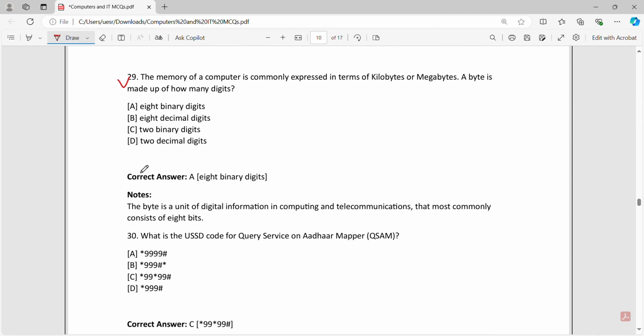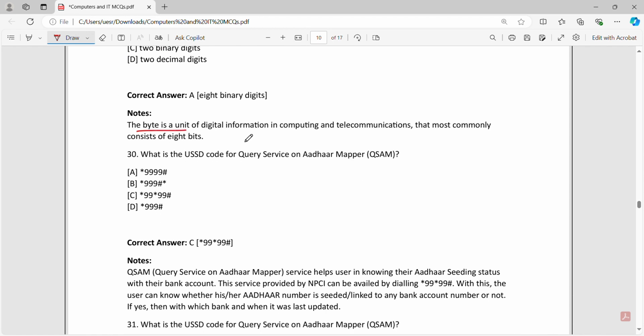29th question. The memory of a computer is commonly expressed in terms of kilobytes and megabytes, KB, MB. A byte is made up of how many digits? So it's 8-bit digits. A byte is a unit of digital information in computing and telecommunication that most commonly consists of 8 bits.